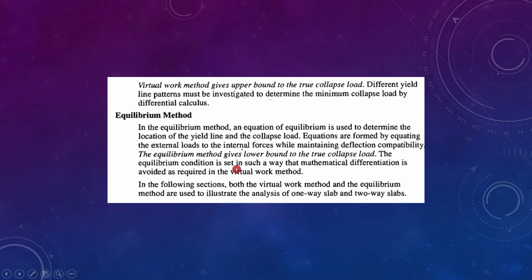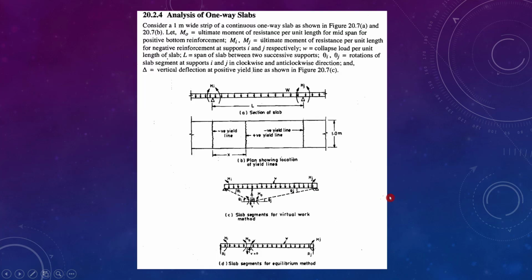The equilibrium condition is set in such a way that the mathematical differentiation is avoided, as in the virtual work method. So in the following sections, we will see what is the difference between the virtual work and the equilibrium method. That will be illustrated by an analysis of a one-way slab and a two-way slab. So we will first see the analysis of a one-way slab.